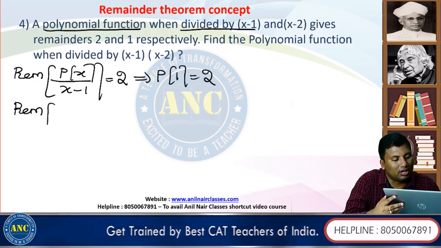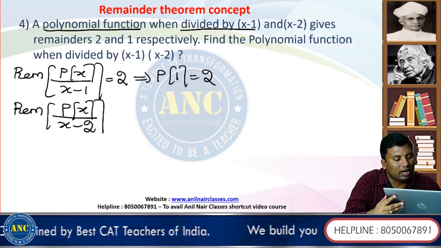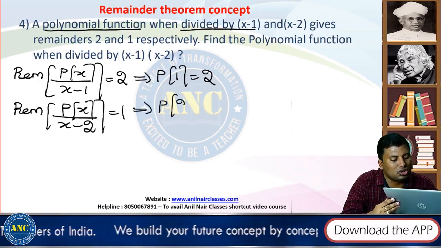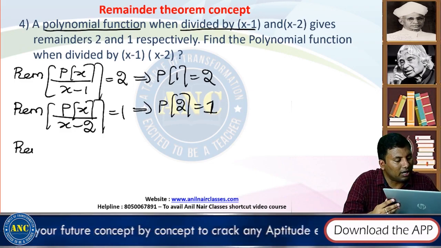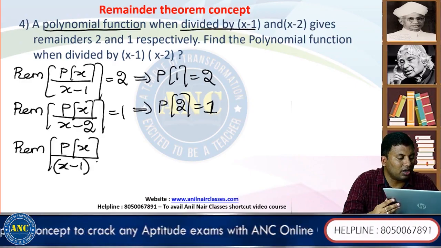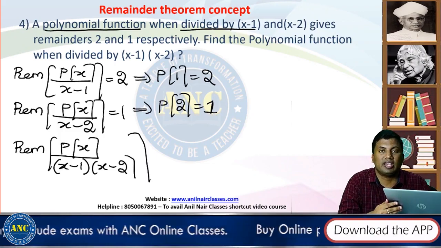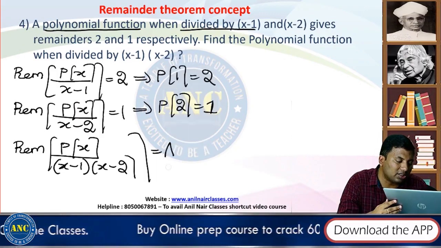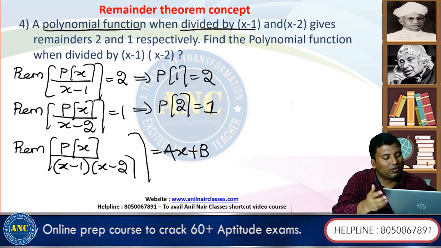Whenever there is a polynomial function p of x, when I divide by x minus 2, I got a remainder 1. That means wherever x is there, if I substitute 2, I got the remainder as 1. What is the question? What is the remainder when the polynomial function is divided by x minus 1, x minus 2? I know that x minus 1 into x minus 2 is a quadratic. When a polynomial function is divided by a quadratic, the answer is nothing but a linear. So ax plus b.